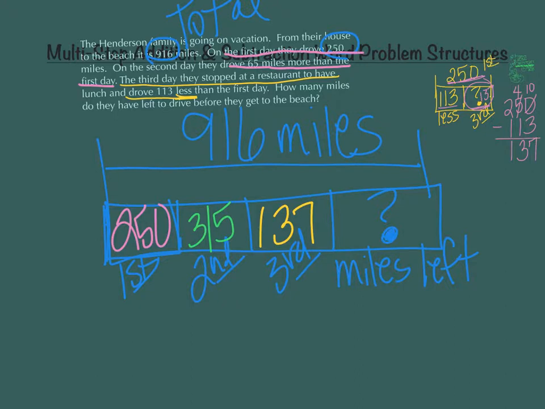No, I sure haven't. What I've done is I have gone through and I did first day, I figured out the second day, and I figured out the third day, but I still have not answered the question. How many miles do they have left to drive? So I still have my unknown. How am I going to solve this problem? What am I going to do to figure out how many miles they have left? Using my word problem structure, using this strip diagram, what am I going to do to figure out how many miles are left? Talk to your elbow partner about what you should do.